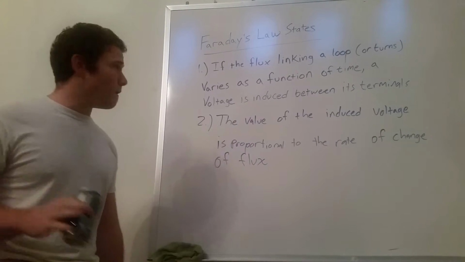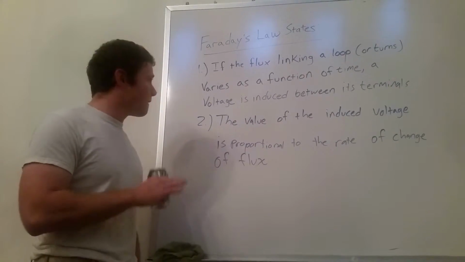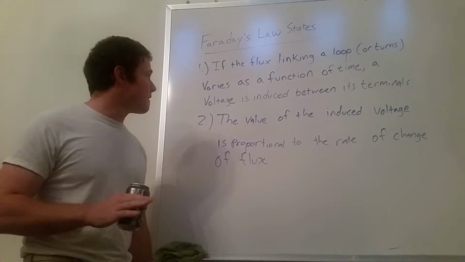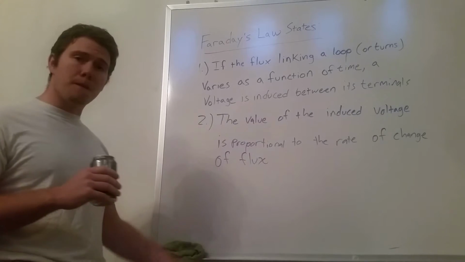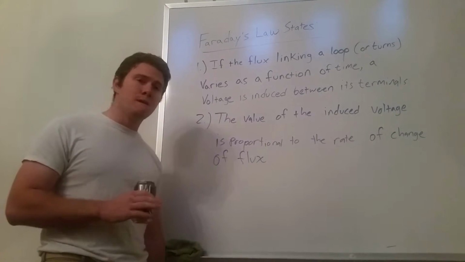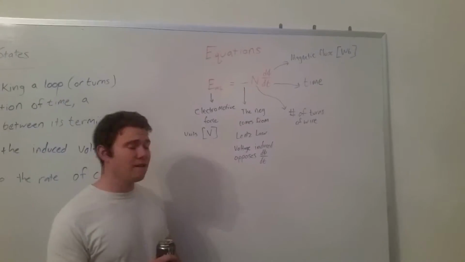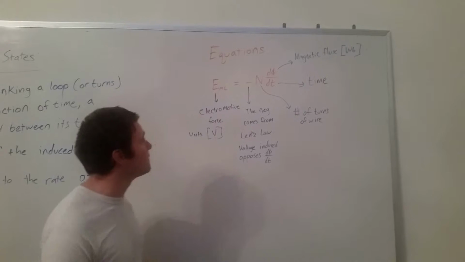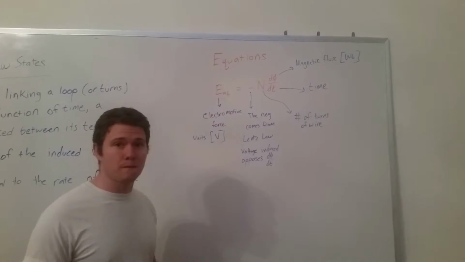So what he found was, if the flux linking a loop or turns of a wire varies as a function of time, a voltage is induced between its terminals. The second part states that the value of the induced voltage is proportional to the rate of change of the flux. Alright, so let's take a look at the equation that he formulated and postulated from his theory.